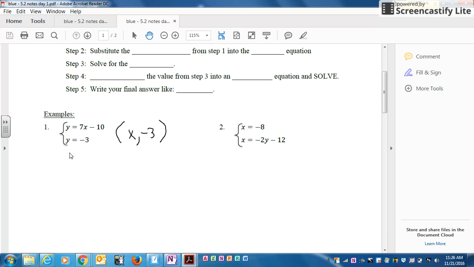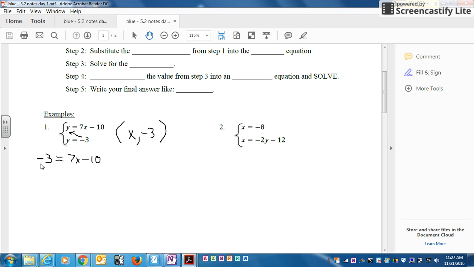So step 1, find the isolated variable. That's this one. Y is equal to this. And we're going to take this and plug it into the other equation. So instead of y equals -3 and y equals 7x minus 10, if y equals this and y equals that, that also means that they must equal each other. So -3 equals 7x minus 10. Again, we're substituting -3 and putting it into this equation here.